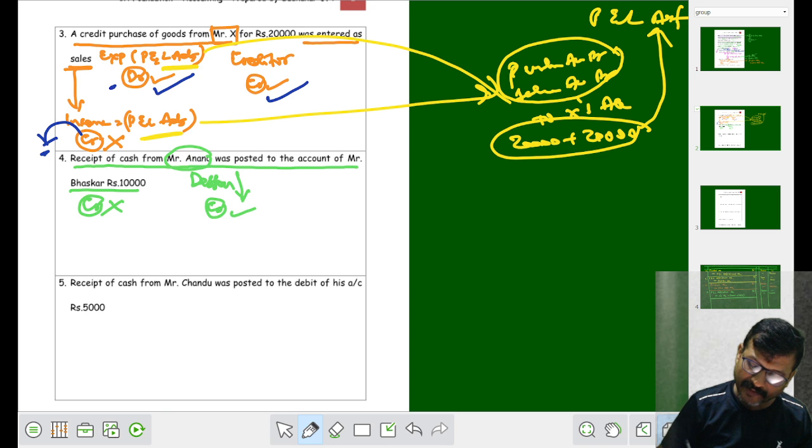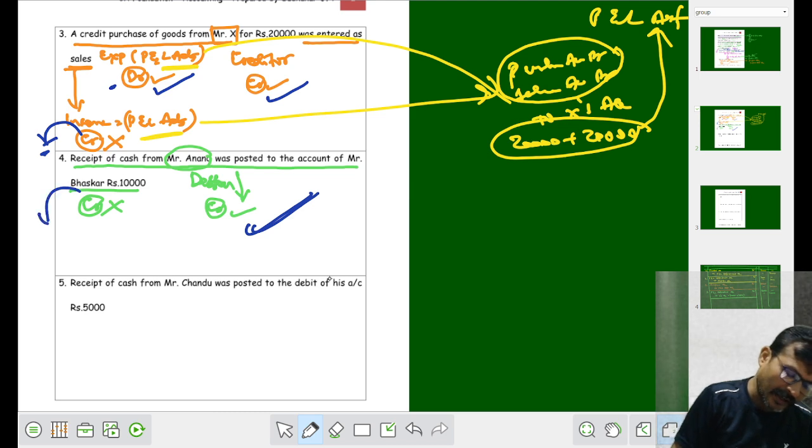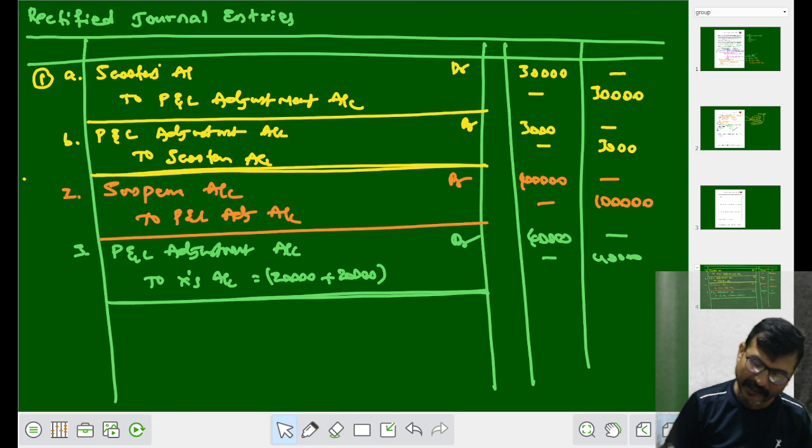Now what is your rectified entry? Keep the correct in the same place. Shift the wrong in the opposite place. When it is a wrong credit, it comes where? Debit side. Then your entry will be what? Bhaskar's account debit to Anand's account. Okay. So now the entry number what? It is entry number 4.